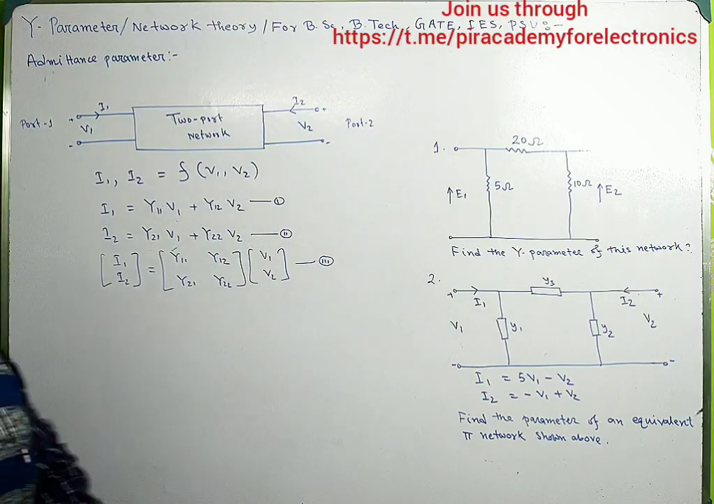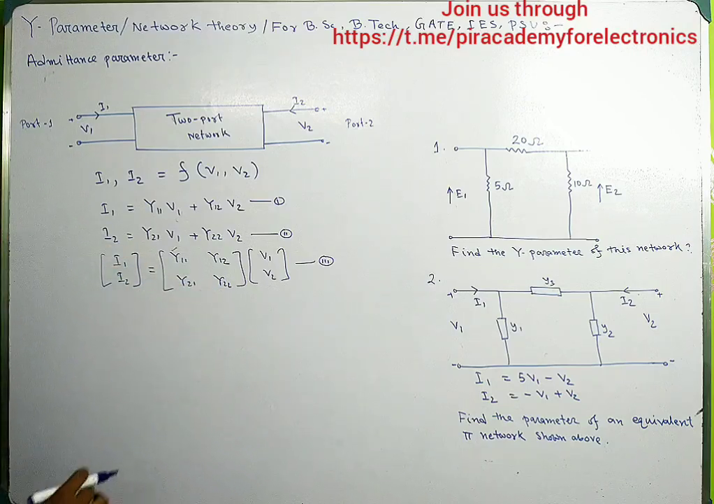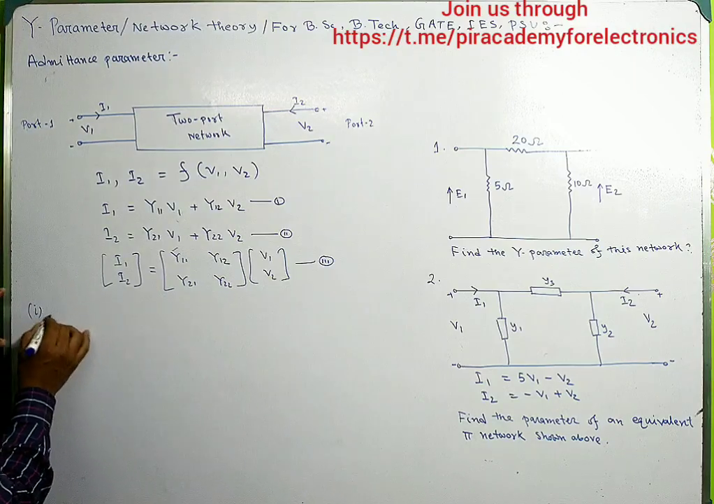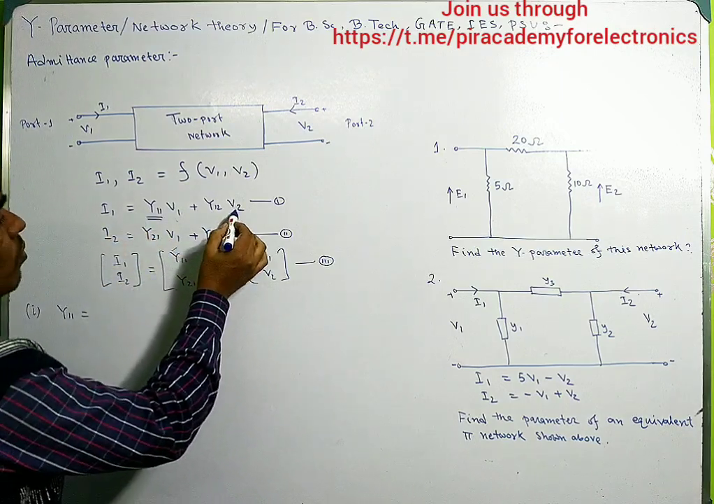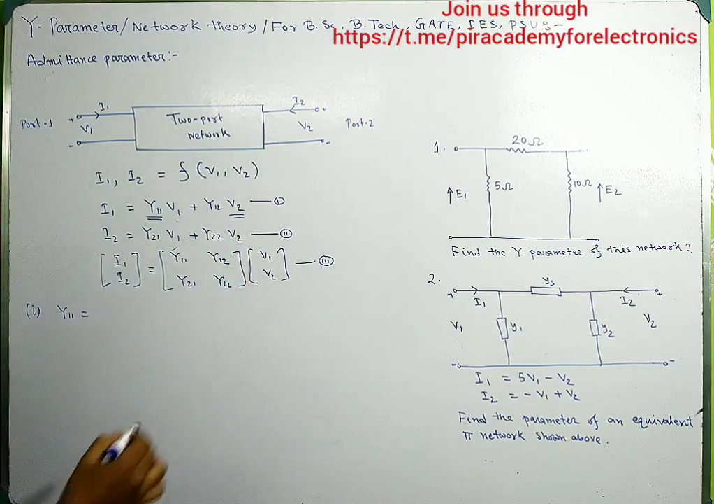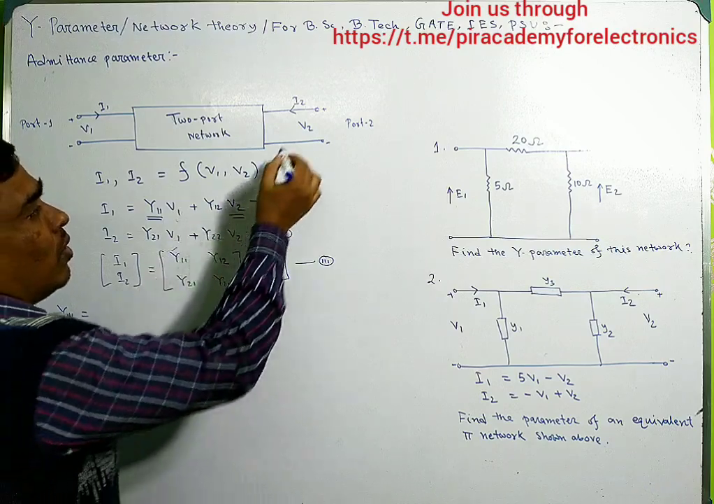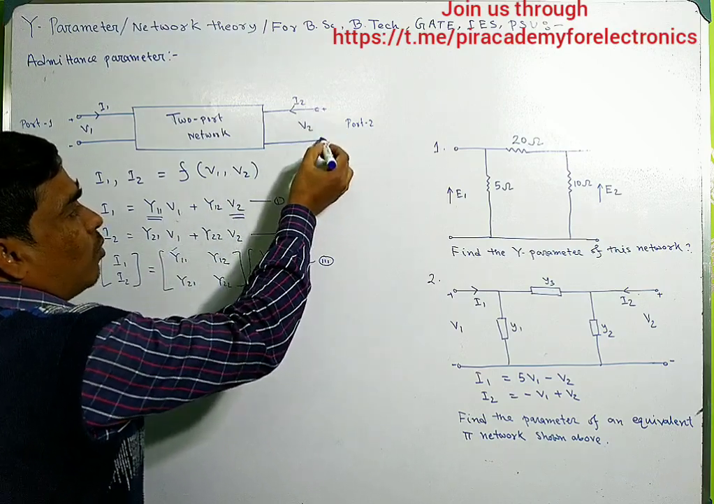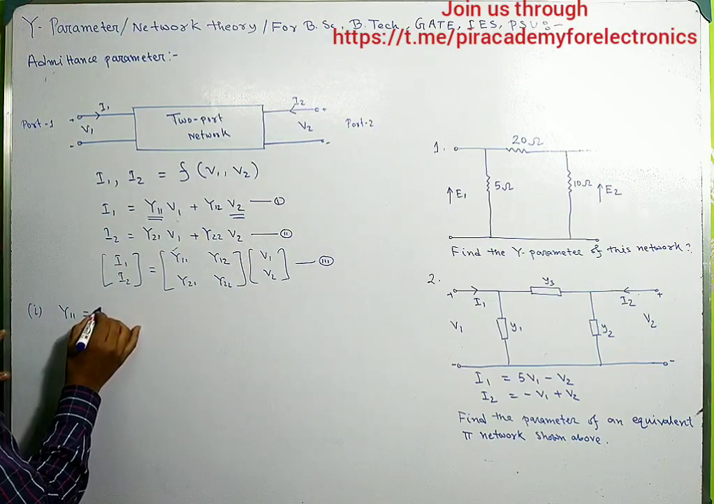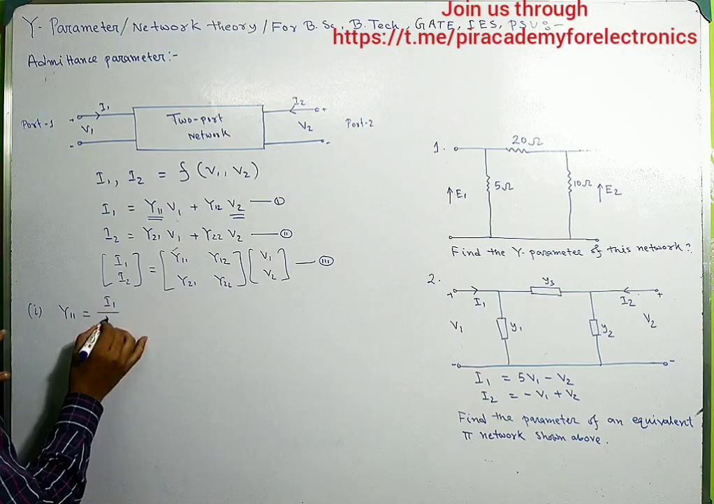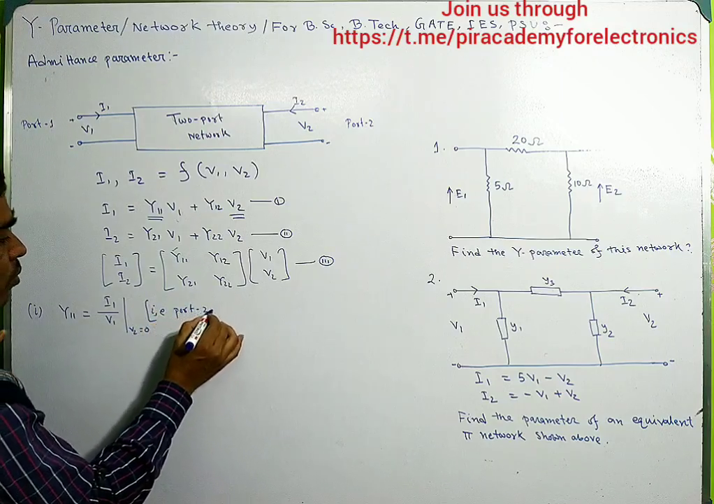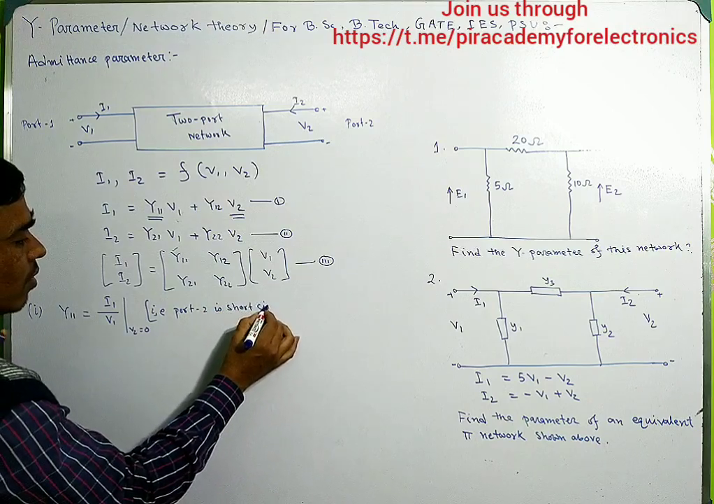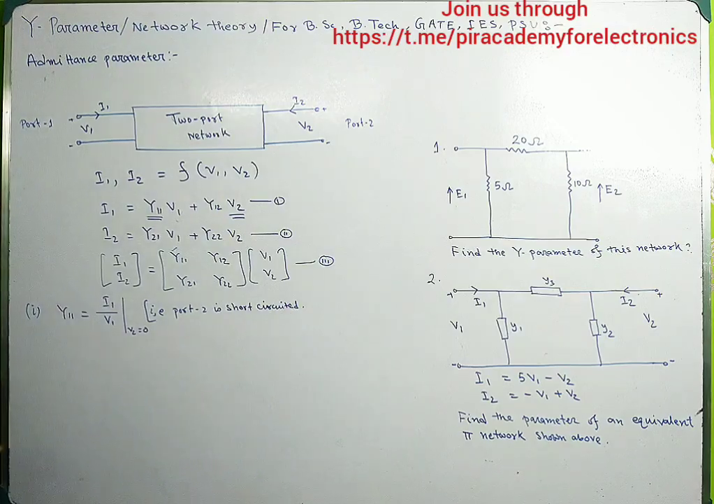Now we will define these four Y parameters. Number 1, this is Y11. To calculate Y11, you have to make V2 zero. So how to make V2 zero? By short circuiting port 2. So Y11 is given by I1 divided by V1 when V2 is 0. That means port 2 is short circuited.